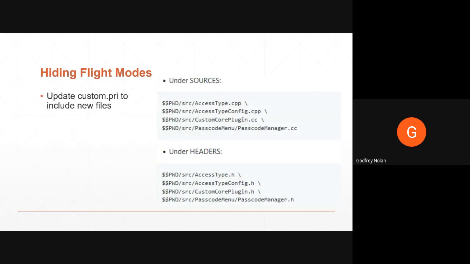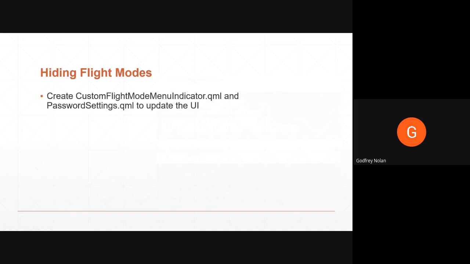Then we have to tell QGroundControl using custom.pri which files to include. So we're saying we have these new sources, and these are available: access type, config, custom code, and then the passcode manager we talked about. And then we have to have the header files as well. Okay, we need our custom flight mode menu indicator, which is the new version of the flight mode indicator, and then the password settings to update the user interface.